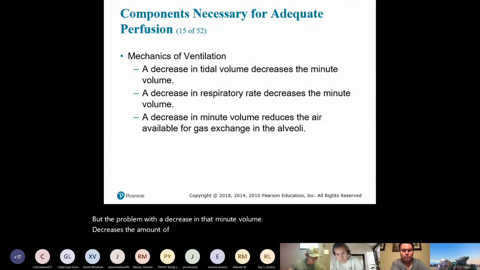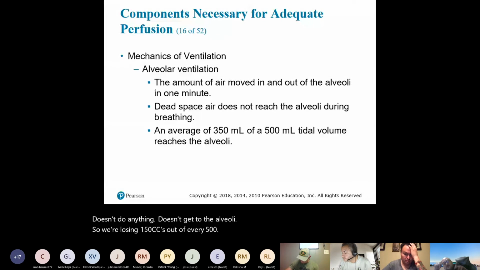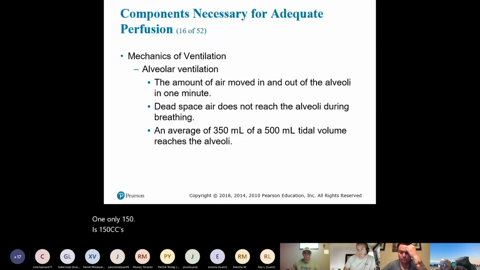decreases the amount of oxygen that's in the alveoli. Here's why. In a normal breath, 500 cc's of air is what's breathed in. However, out of that 500, 150 goes into what we call dead space. It doesn't do anything, doesn't get to the alveoli. So we're losing 150 cc's out of every 500. So earlier with Steve's 300 cc's, what is actually getting to the alveoli? Only 150. Is 150 cc's of air going to be sufficient to keep Steve going? No.